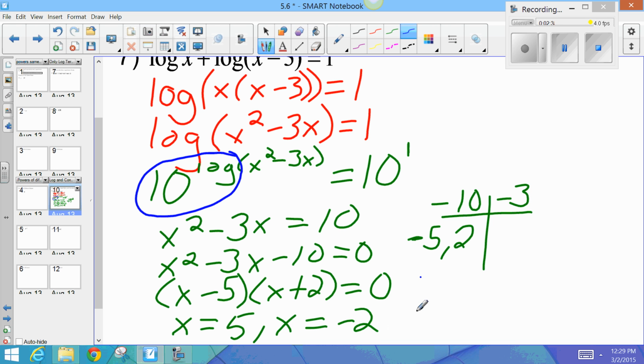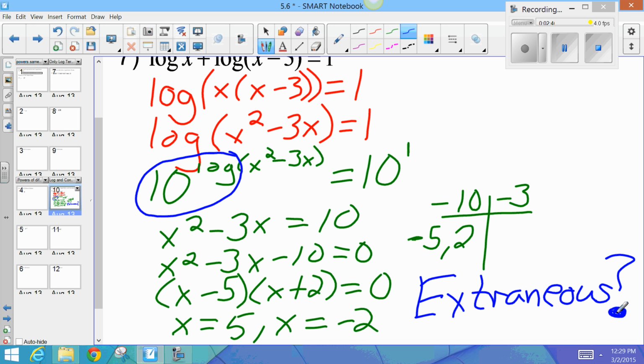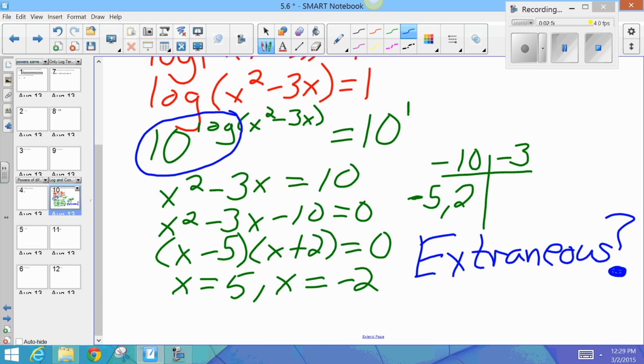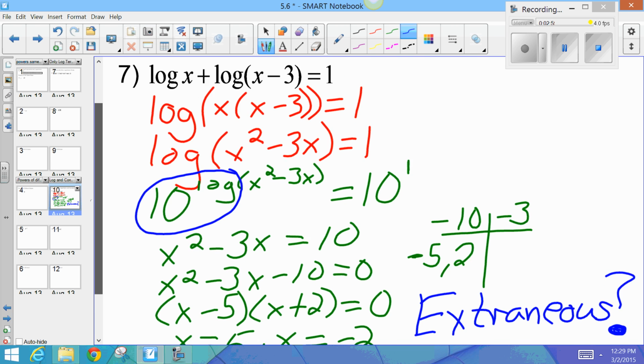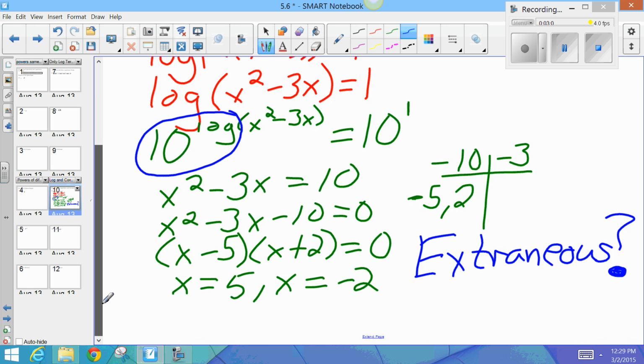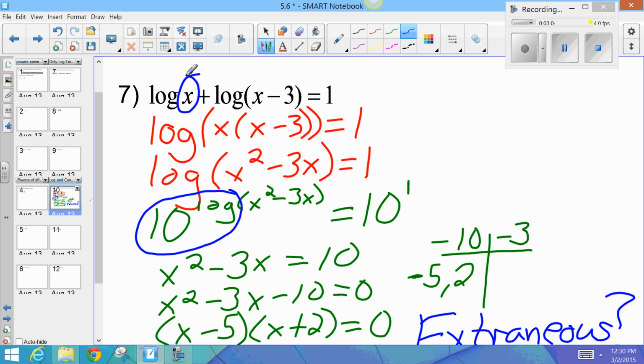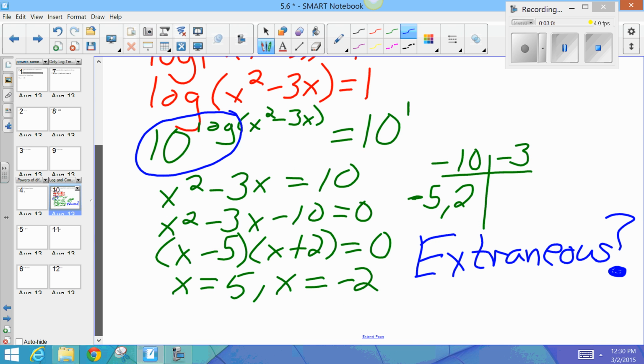Now, with these problems, you have to check for extraneous solutions. Remember that negative numbers are not in the domain of log. So what we're saying is that both of those values for x give true statements in the original equation. But if I were to plug in negative 2 here, I would be taking the log of a negative number, which I can't do. And so that one is not a solution. The only solution is x equals 5.